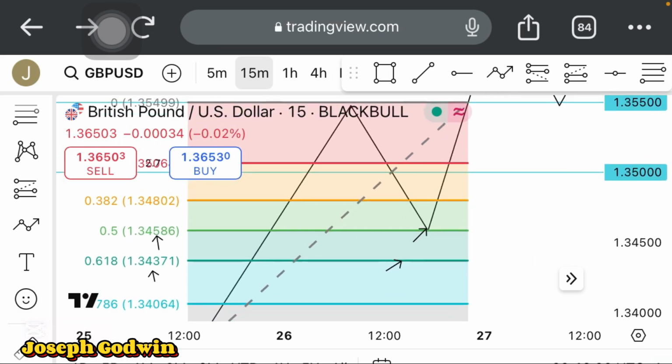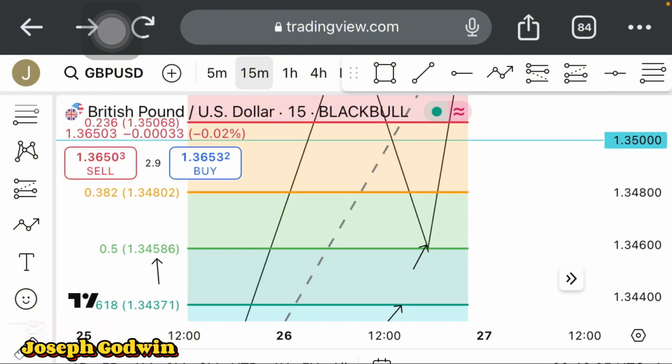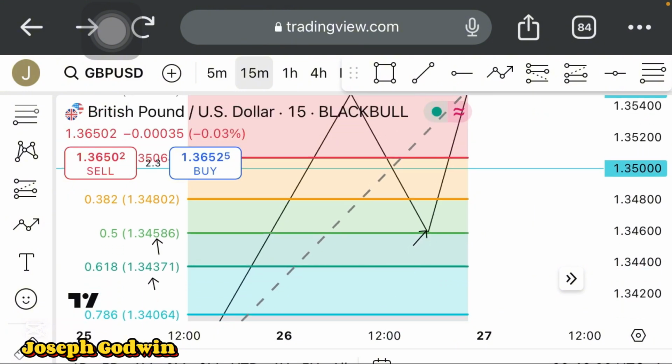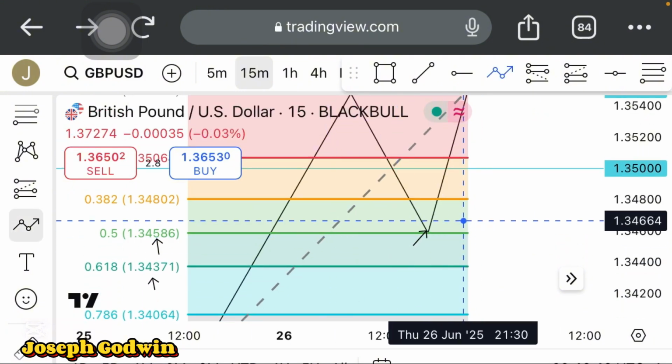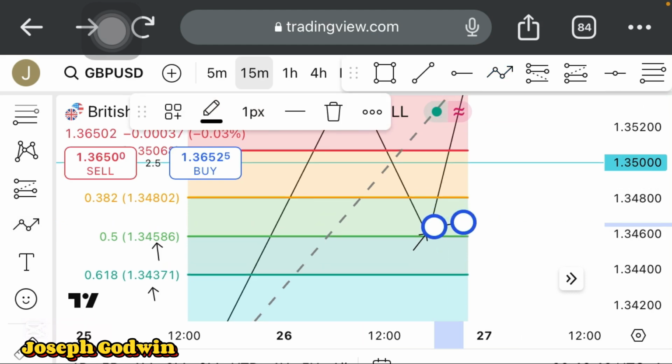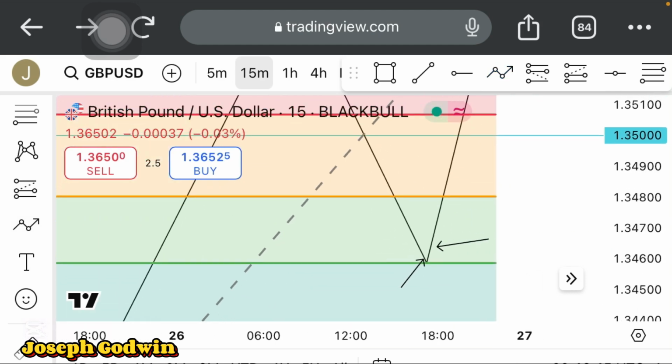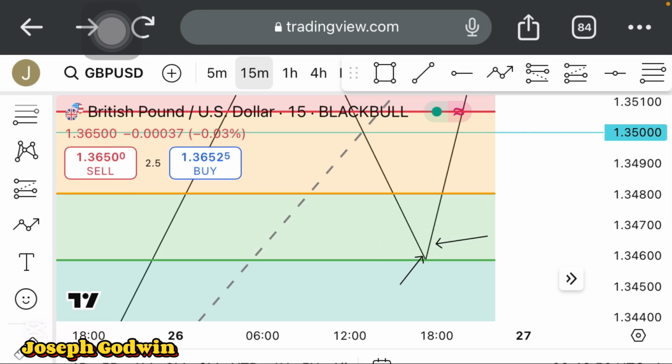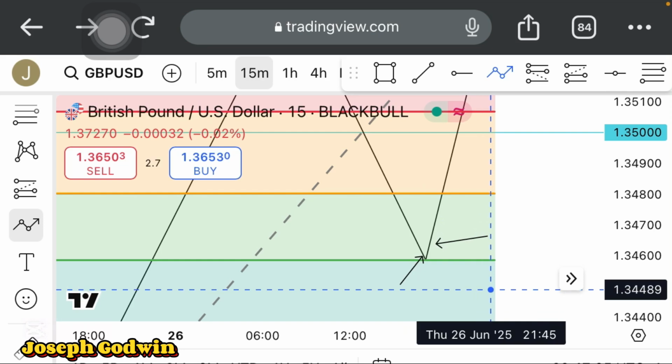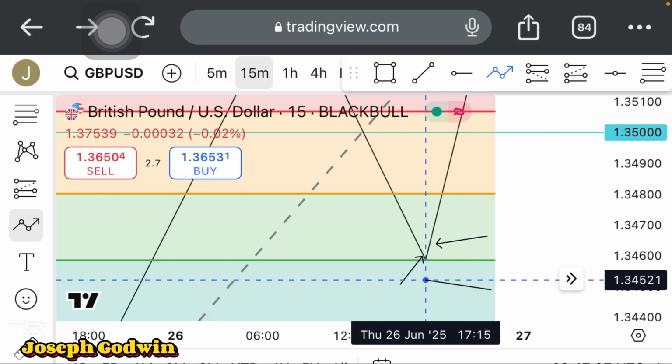Say, for instance, you've done your analysis and the analysis says you should buy at this zone. You wait first for a buy candle to close at this level. Take note of this. You wait for a buy candle to close first. After the candle has closed, then you place your buy order, and your stop loss will be at this zone below the recent low.